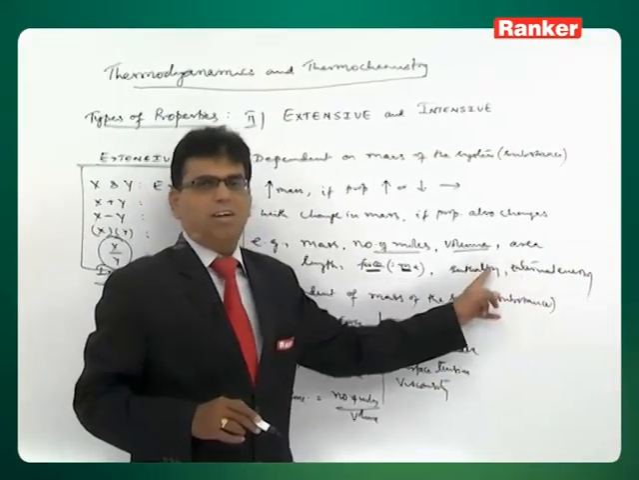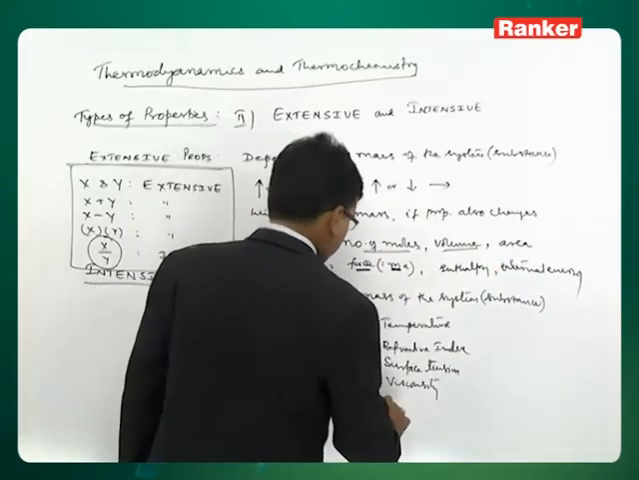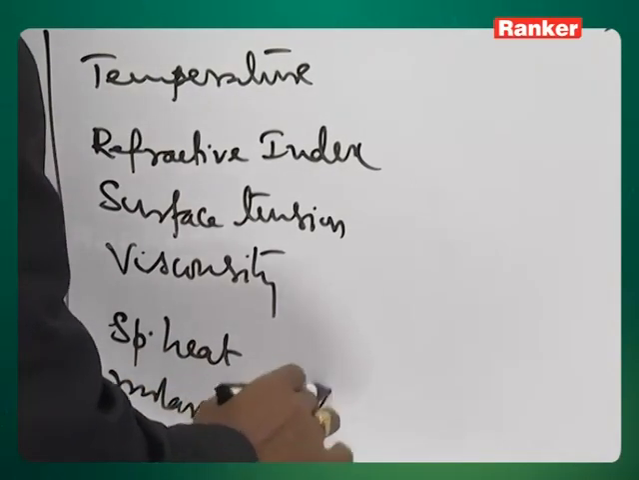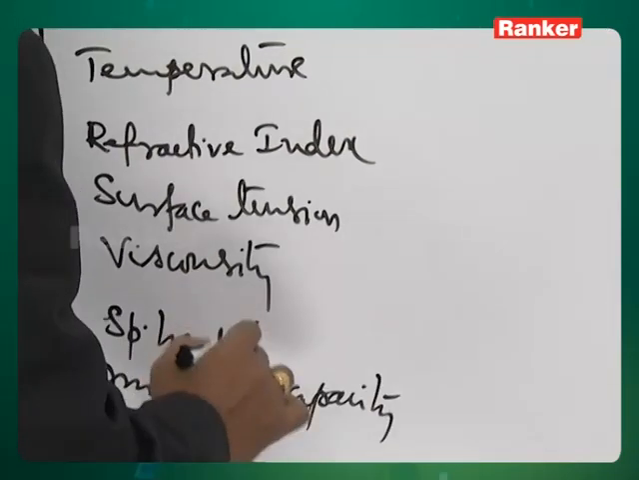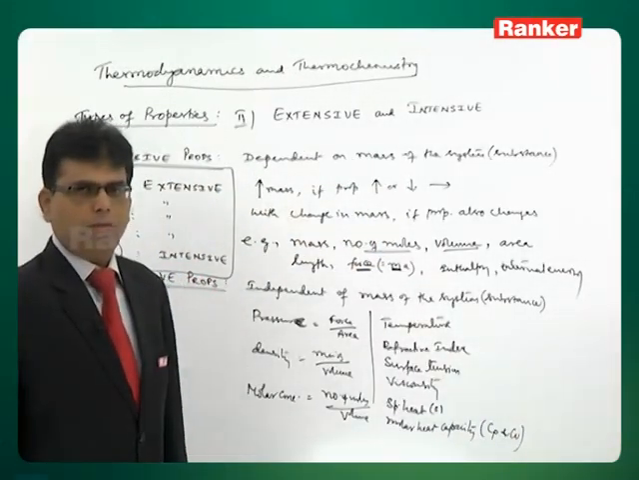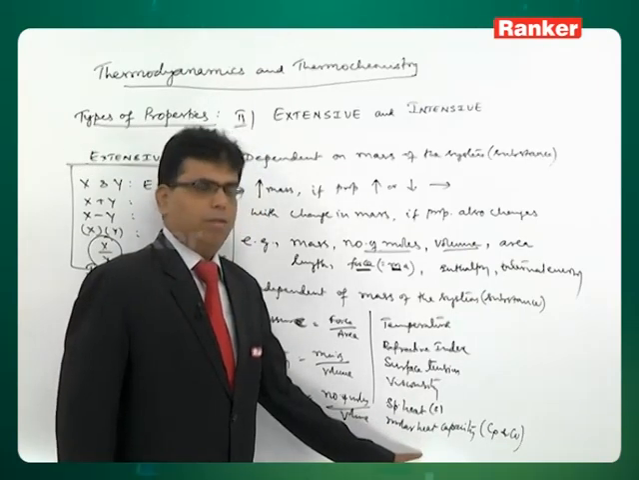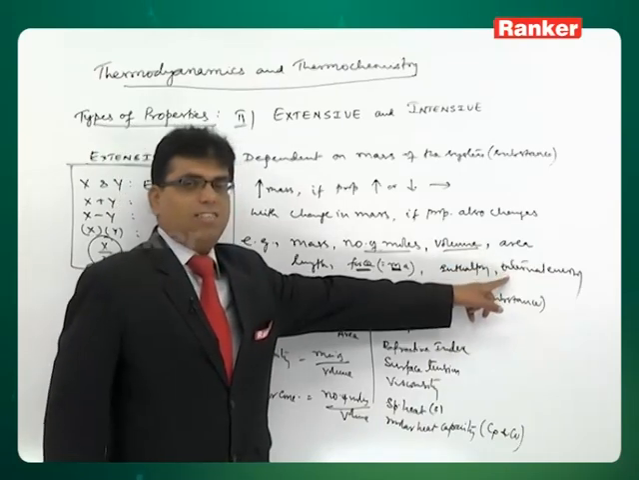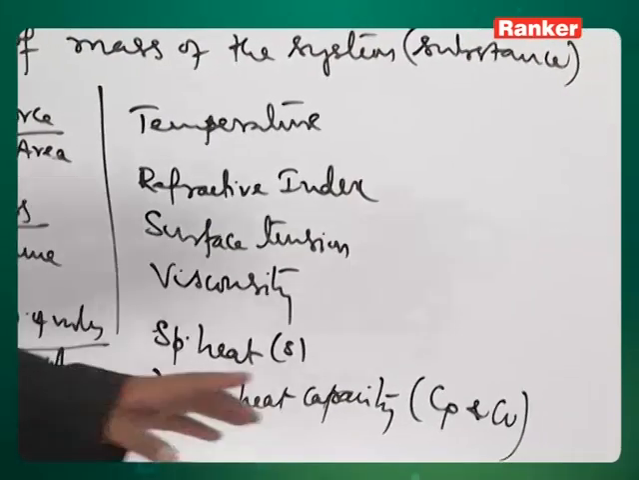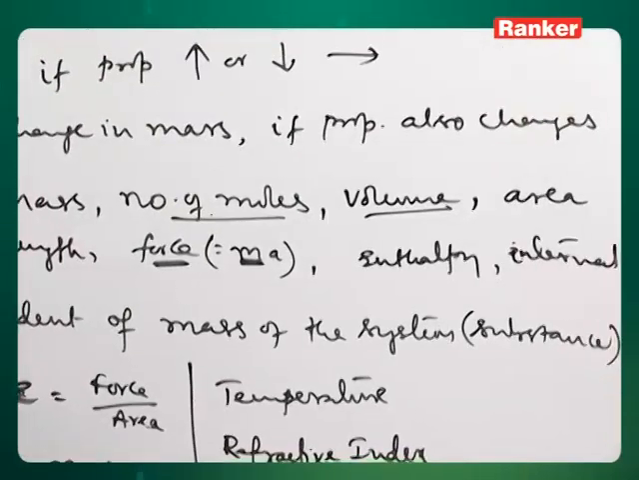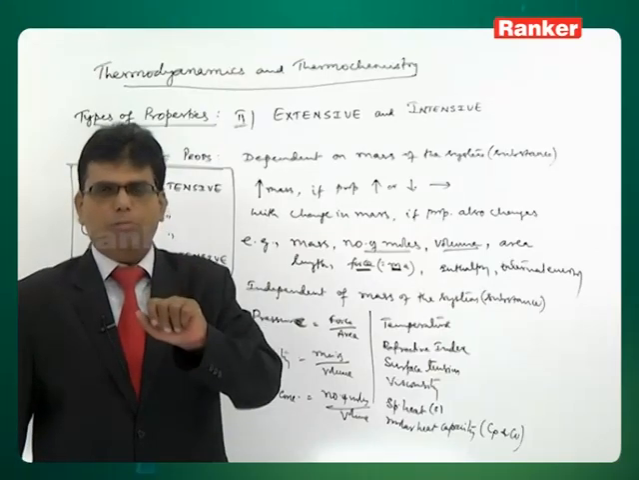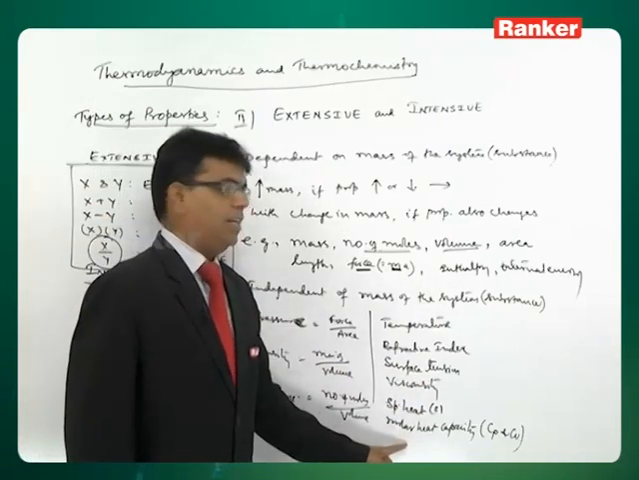Enthalpy, internal energy are extensive, but specific heat, molar heat capacity, that is specific heat as molar heat capacity Cp and Cv, they are constants, they are independent of mass. Enthalpy, internal energy are extensive, but heat per unit mole, that is molar heat capacity. So again the ratio, one extensive by another extensive, heat by number of moles, heat is extensive, number of moles is extensive, but heat per number of moles, that is molar heat capacity, is intensive.